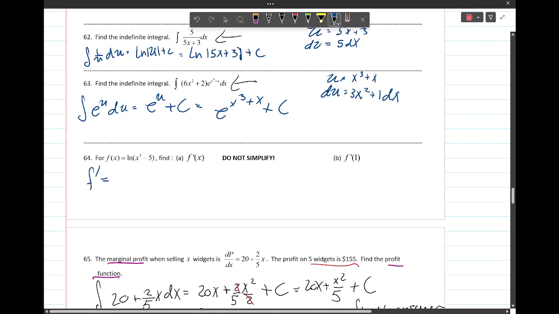Derivative, remember what is the derivative of log of u, where u is some function that depends on x. It's u prime over u. So we'll just start off by putting u down, and then we'll put down u prime.